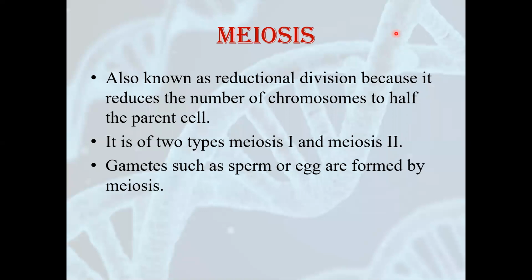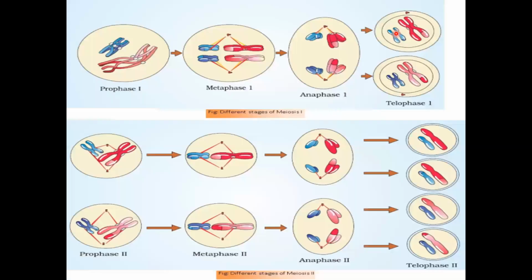As you can see here, it's written, meiosis is also known as reductional division. Why? Because it reduces the number of chromosomes to half the parent cell. That means the daughter cells will have half number of chromosomes as compared to parent cell. If parent cell has 46 chromosomes, the daughter cells will have only 23 chromosomes. Meiosis occurs in two phases, meiosis I and meiosis II. Meiosis occurs only in the gamete cells like sperms and eggs, that is reproductive cells, whereas mitosis occurs in all the somatic cells.